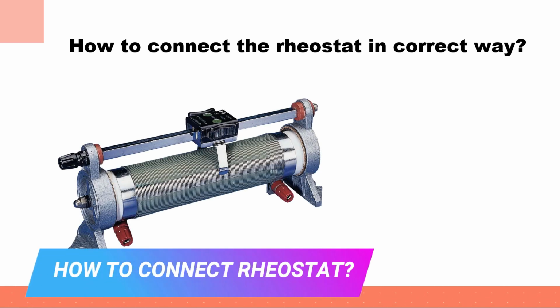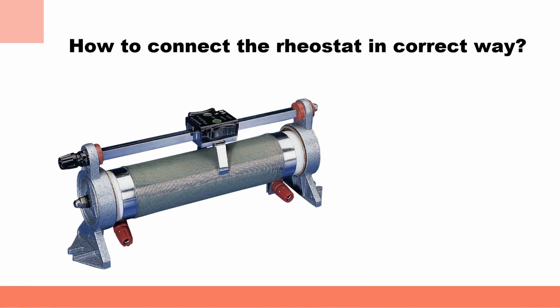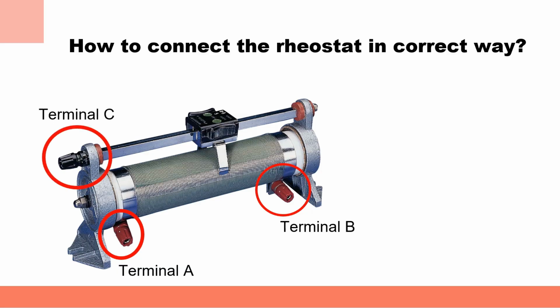Now, I would like to show you how to connect the rheostat in the correct way. To understand this connection, you have to understand the basic components of the rheostat. There are 3 terminals in the rheostat. The lower left part of the button is terminal A, the lower right part of the button is called terminal B, and the third terminal will be at the top left side, and that is terminal C. And this is the sliding contact, which will be controlling the length of coil wire connected to the circuit.